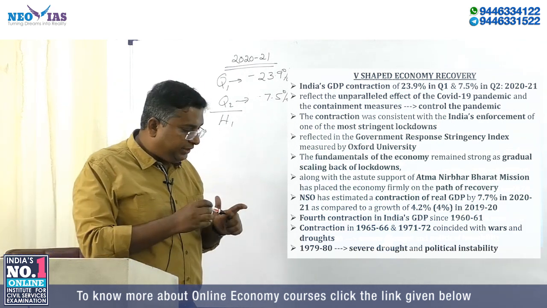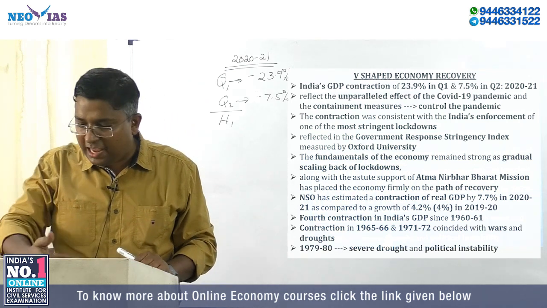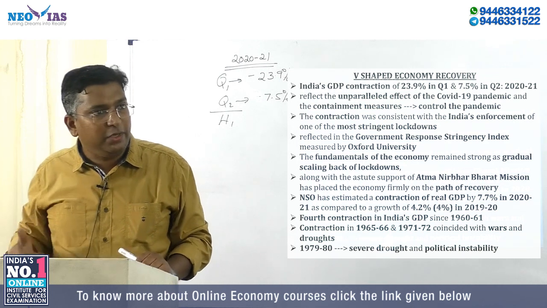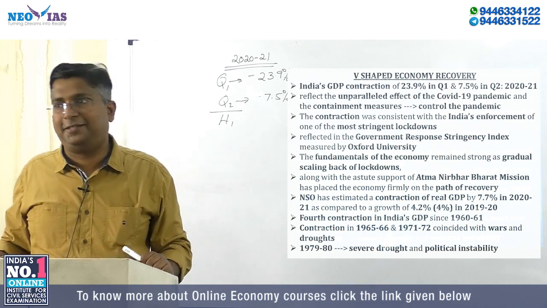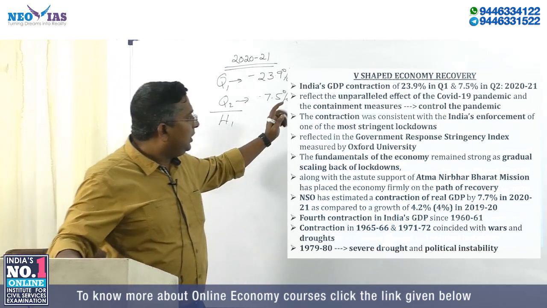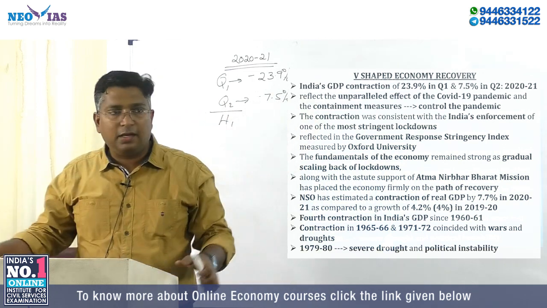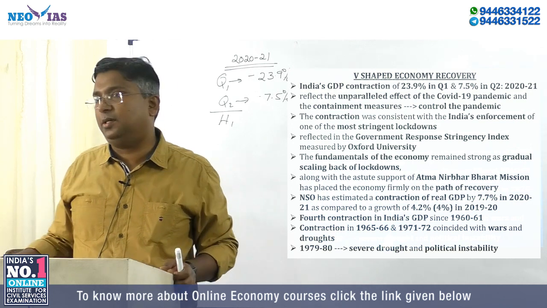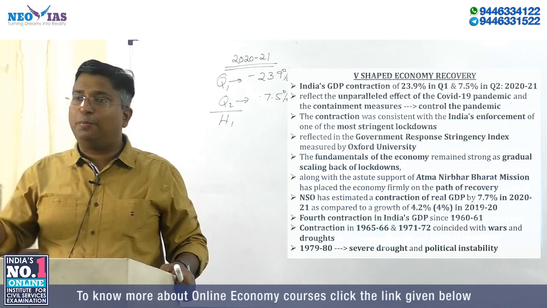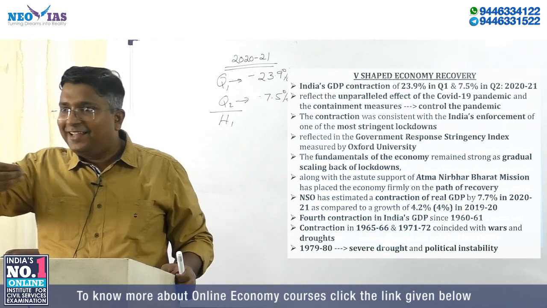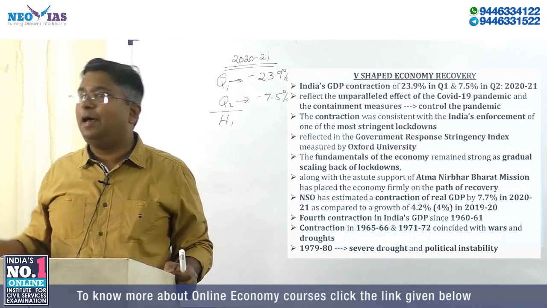Now, once we have two consecutive negative growth rates, technically we are in recession. So officially, with quarter 2 of 2021, it was accepted that India is currently in recession. So we have to wait. If in Q3 we have a positive growth rate, then we are coming out of recession. So we have to see whether Q3 is negative or positive.